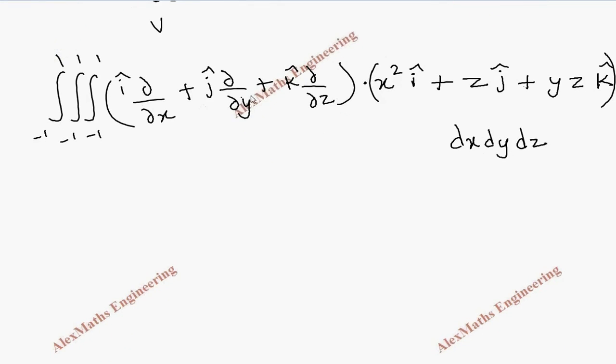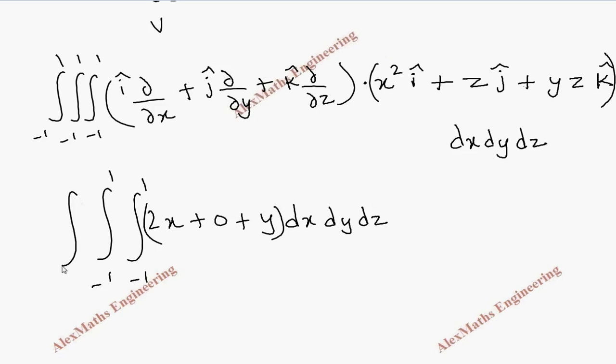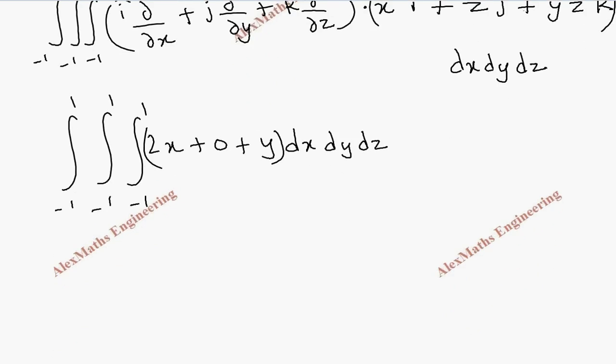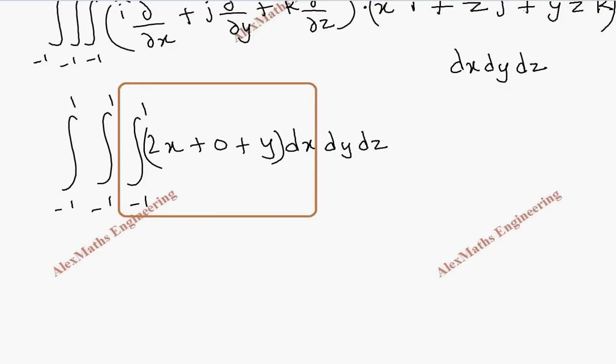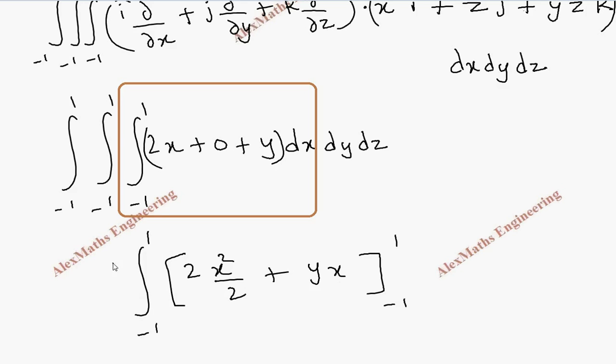Now the first part, when I do the dot product of i and i, dou by dou x of x square, which is 2x, and j dot j, that will be dou by dou y of z, which is 0, and the third one, k dot k, dou by dou z of yz is y, and the constant y will stay as it is. So we have the integral with respect to dx dy dz and limit from minus 1 to plus 1. Now the first part, we are going to integrate this with respect to x. It means 2x square by 2 plus yx, and the limit for x is from minus 1 to 1. Still we have minus 1 to 1 and minus 1 to 1 outside, dy dz.